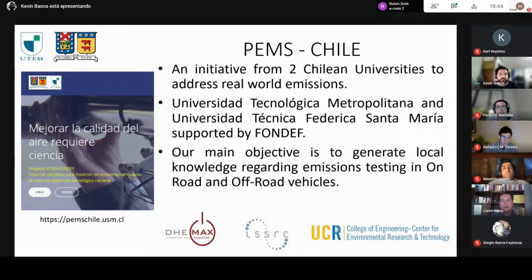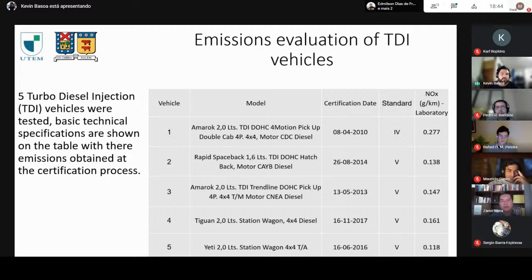So, getting into more detail on what we do in this project, we measured five vehicles with TDI engines. Four of them complied with the Euro 6 standard, and one with Euro 4. These are the NOx emissions from the laboratory, the certificate that they get when they enter the country. So I'm going to pass to the next.